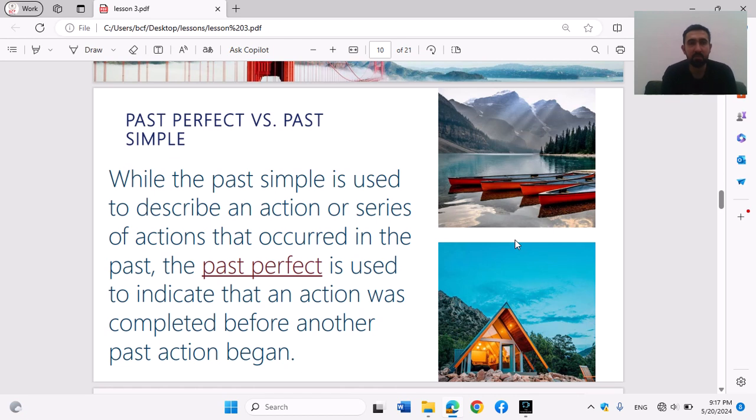And then we have past perfect versus past simple. Now we are going to talk about past perfect and what the difference is between past perfect and past simple. Well, the past simple is used to describe an action or series of actions that occurred in the past. The past perfect is used to indicate that an action was completed before another past action. So you have two actions in the past. One of them is past simple, the other one is past perfect, and past perfect happened before the other one. Okay? So something has happened before the other thing happened. They are both in the past, but one past perfect action has been done, then another past action happened.